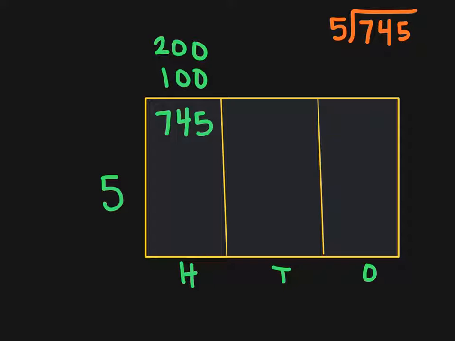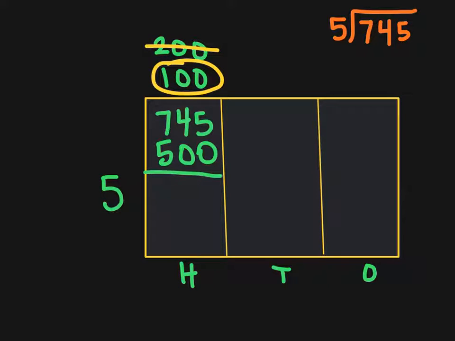So 200 times 5 is 1,000. 5 times 2 is 10. Add on the 2 zeros, that's 1,000. So I can't use the 2, but I can use the 100. So now I know that 100 times 5 is 500, and I'm going to write that here below the 745, and I'm going to subtract.